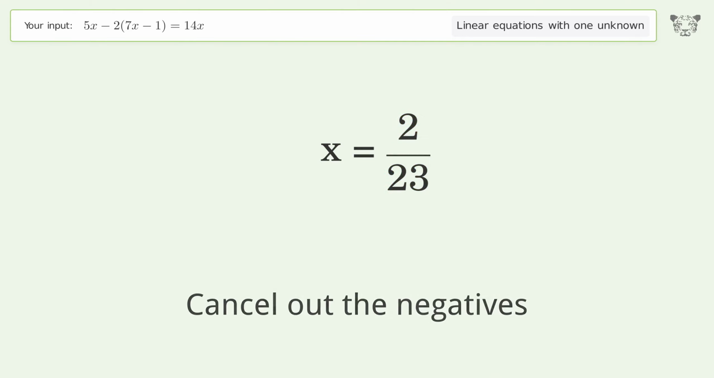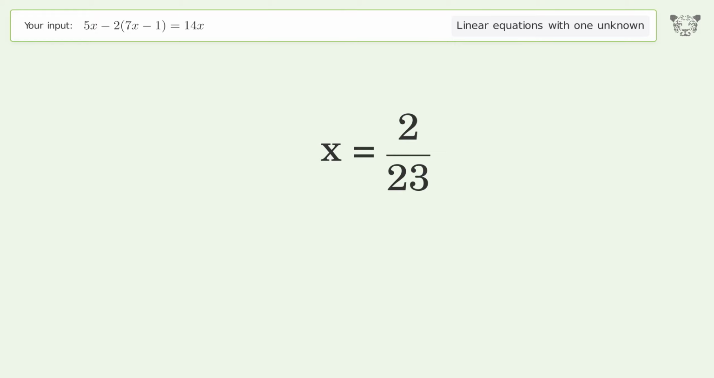And so the final result is x equals 2/23.